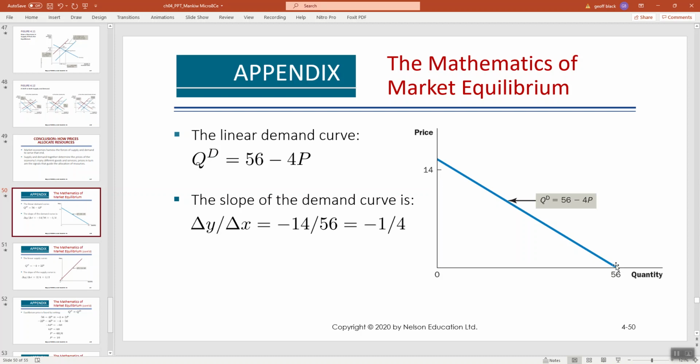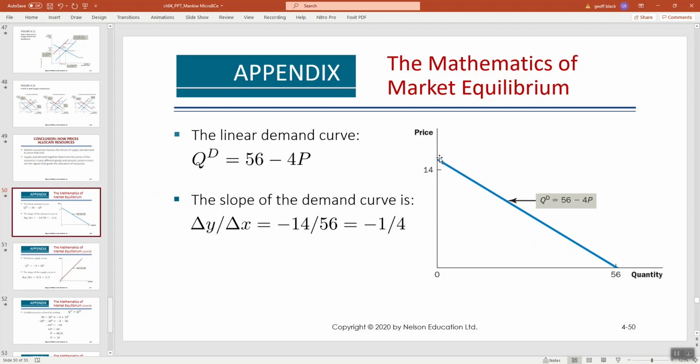And, right, so that's saying if quantity is 0, so if Q is 0, P would be 56 divided by 4, which gives you 14. So P would be 14. Or if price is 0, sub a 0 in here, 4 times 0 is 0, 56 minus 0 is 56. So you got it there. So now you got the two endpoints.